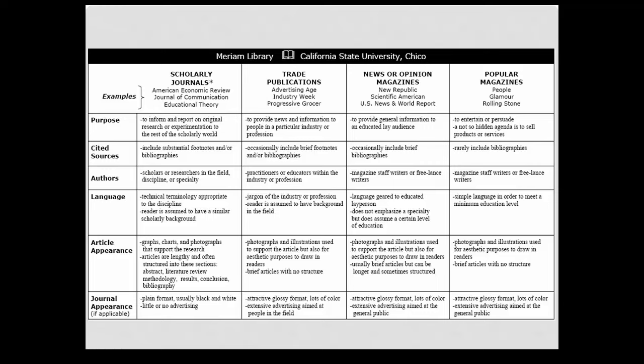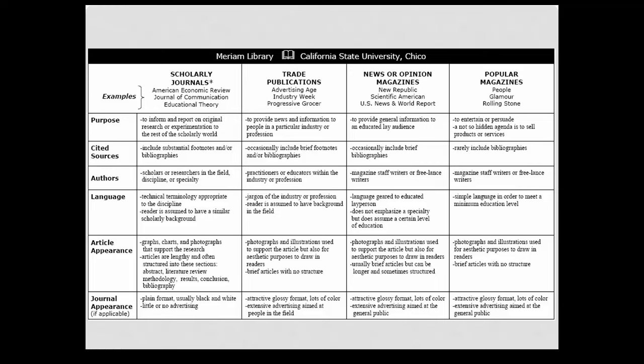By contrast, the other types of publication have their own individual characteristics. News and opinion magazines, for example, have as their purpose to provide more general information to a more general audience. They may occasionally include a brief bibliography, but most of the time they do not. They are written by journalists, magazine staff writers, and freelance writers. Their language does not assume any particular level of background on the part of the reader. They include many more photographs than scholarly articles.